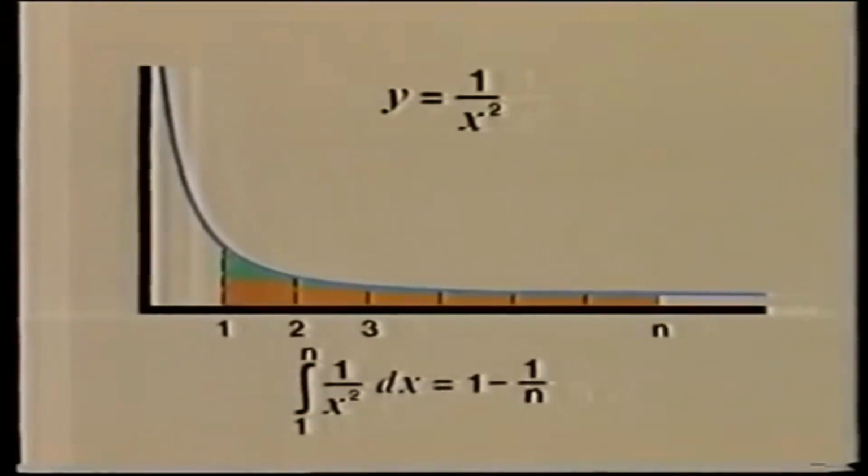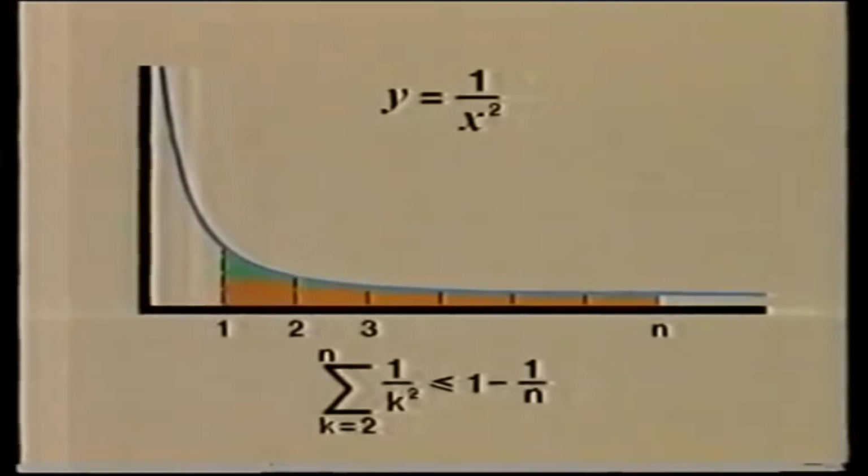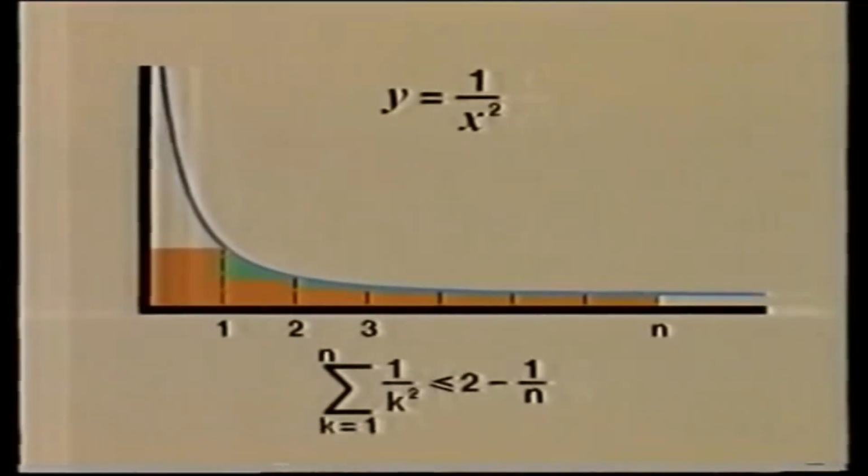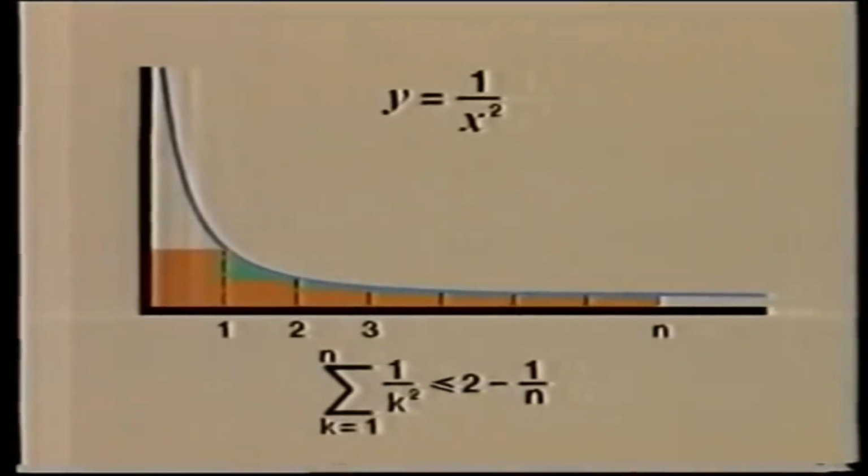So the lower sum for this partition is sigma 1 over k squared from k equals 2 to n. And that's less than the area under the curve, 1 minus 1 over n. If we add on the first term of this series, a square of side 1, we get sigma 1 over k squared from 1 to n. And this is less than or equal to 2 minus 1 over n. So the partial sums of the series sigma 1 over k squared are all less than 2. And it follows that since the partial sums form an increasing sequence, bounded above by 2, the infinite series sigma 1 over k squared must converge.